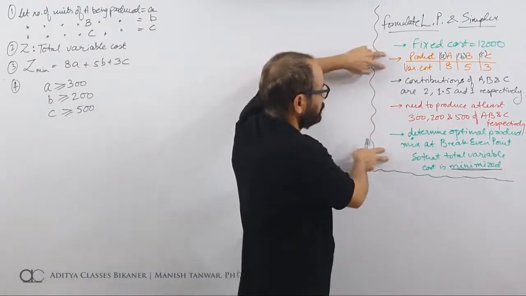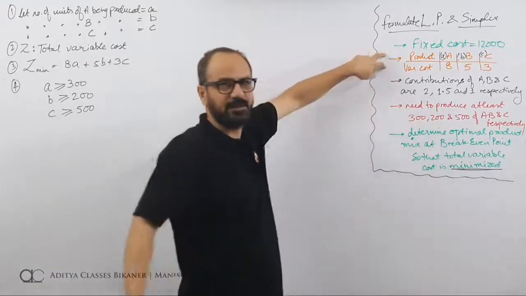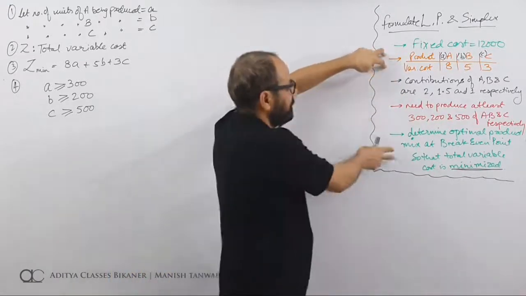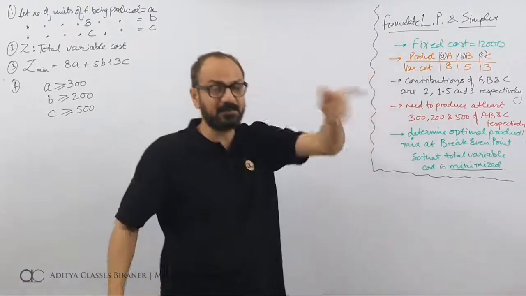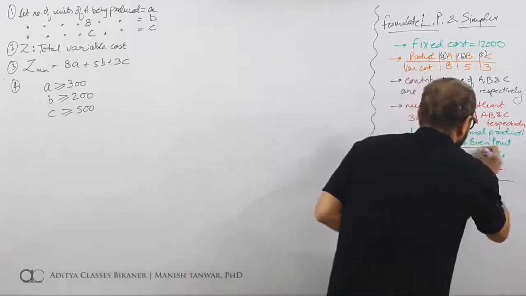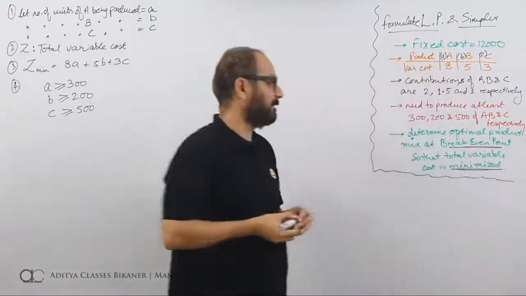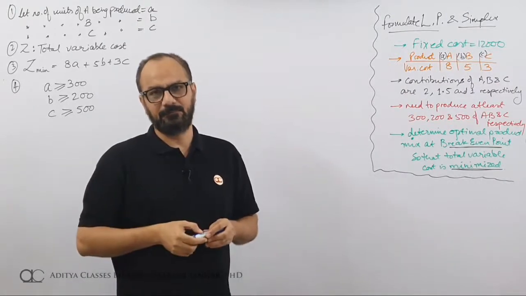These two gave me my objective function, Z min, function of 8A plus 5B plus 3C. This has given me my 3 constraints. And these give me yet another constraint. What constraint? Determine optimal product mix at BEP, break-even point.